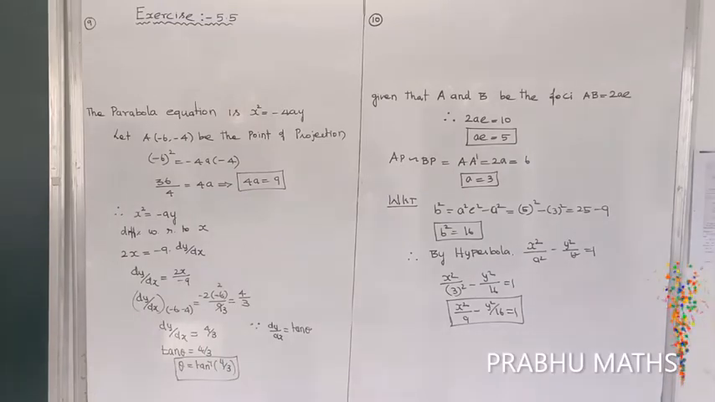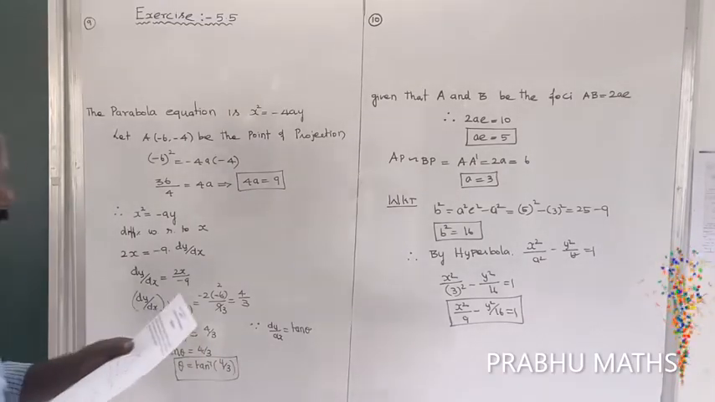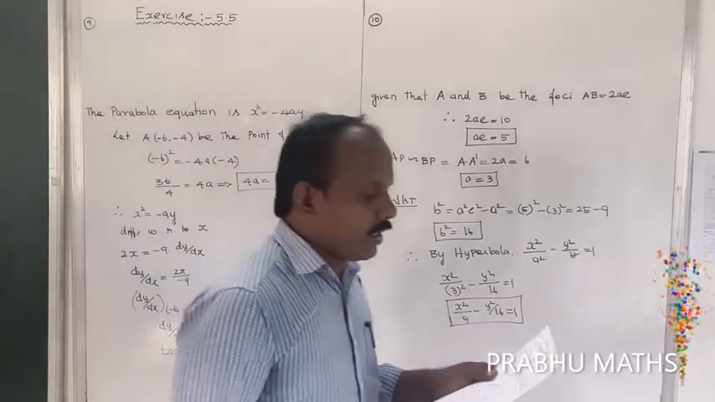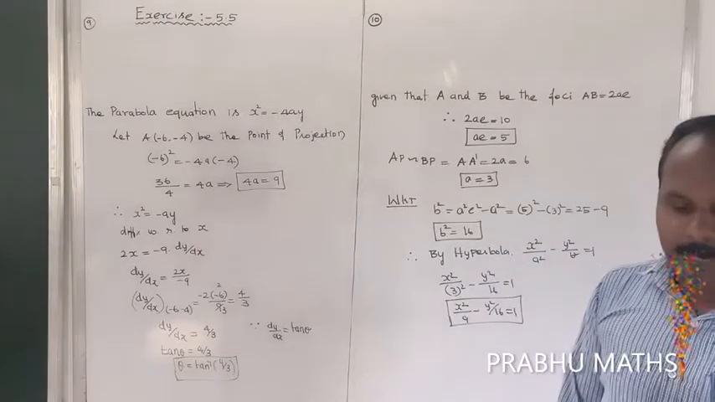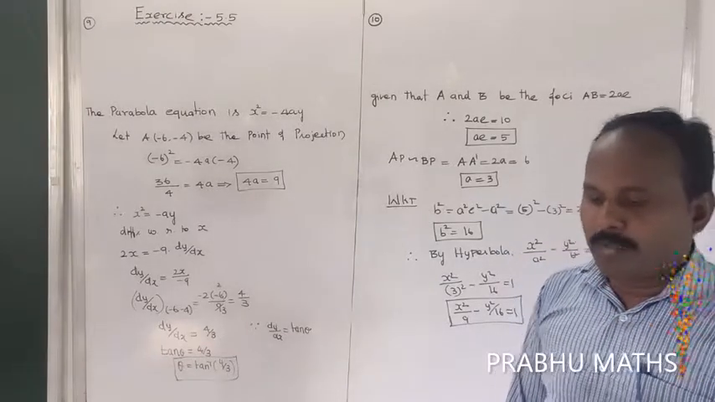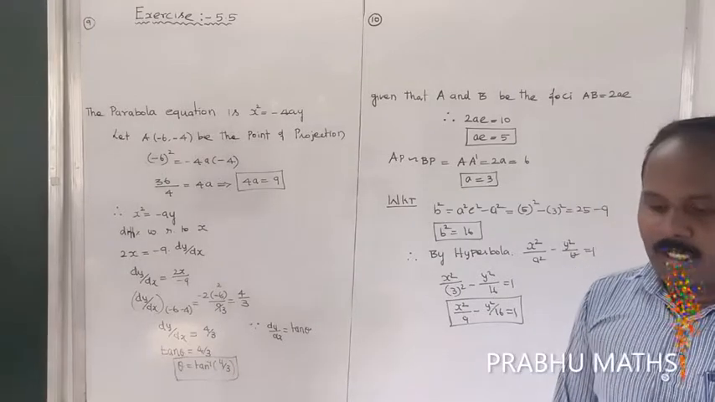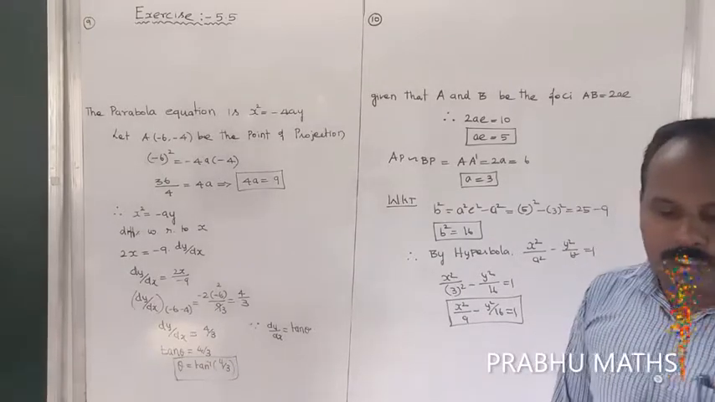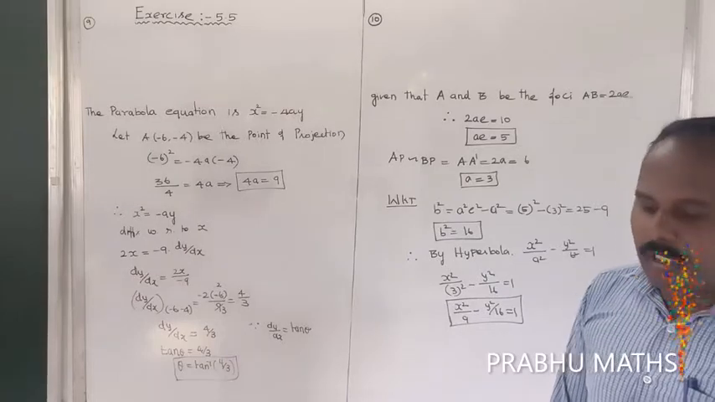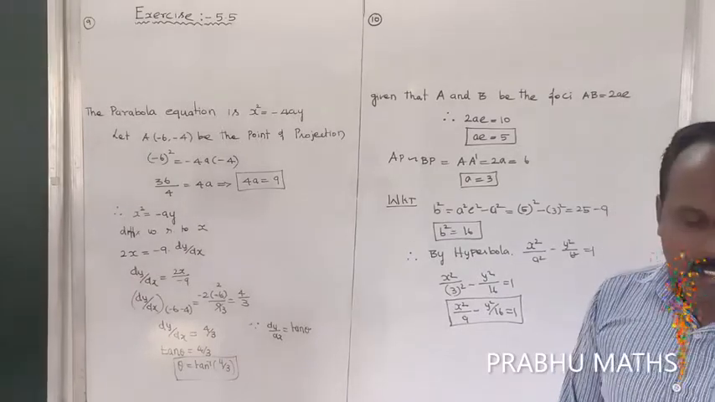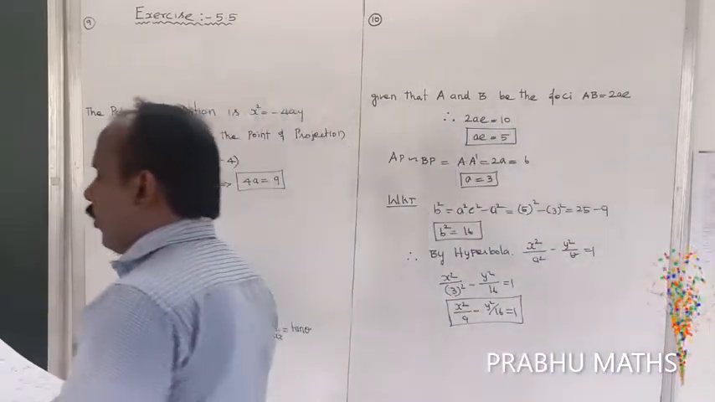Exercise 5.5, 9th sum and 10th sum. A rocket cracker, when lit, is projected in a parabolic path and reaches a maximum height of 4 meters when it is 6 meters away from the point of projection. Finally, it reaches the ground 20 meters away from the starting point. Find the angle of the projection.